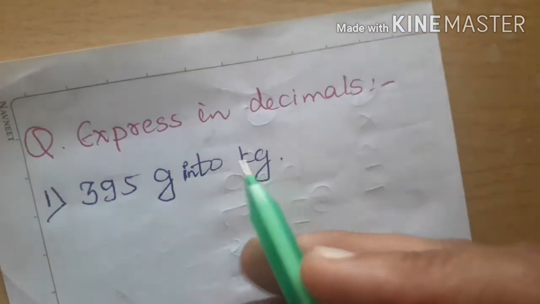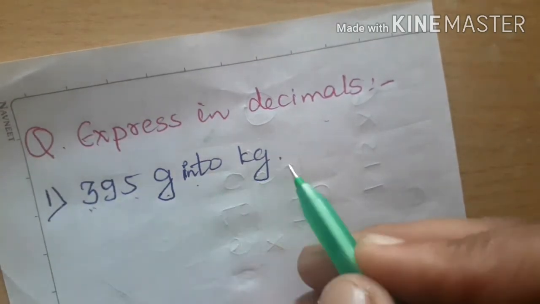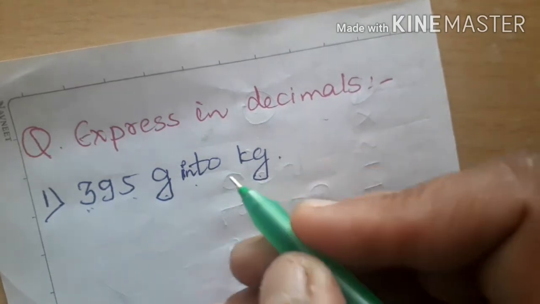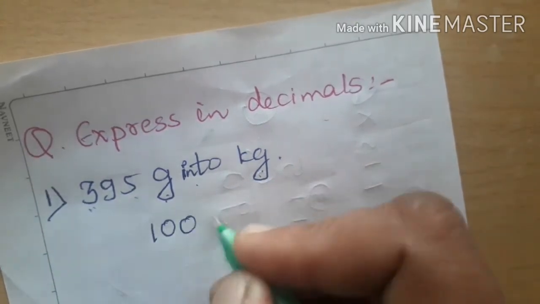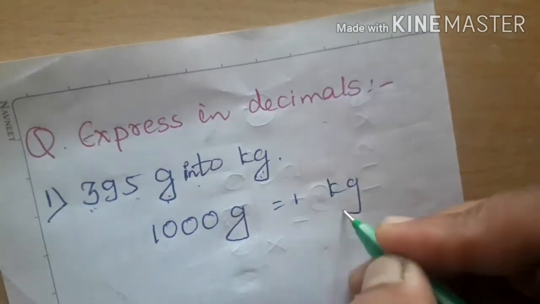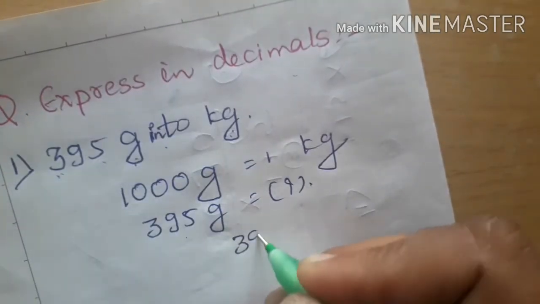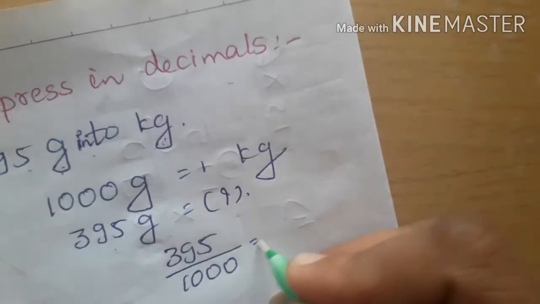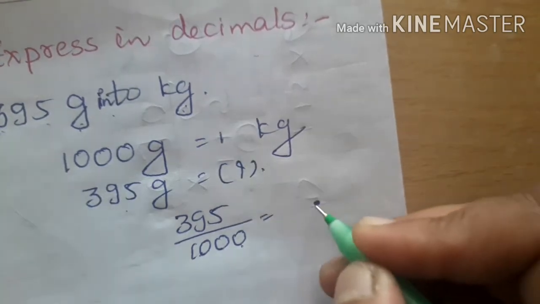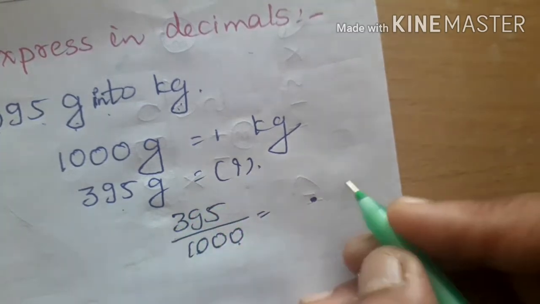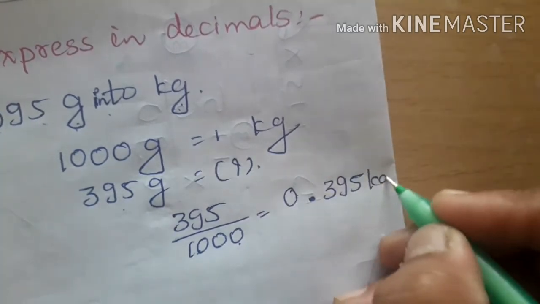Now read the question, express in decimals. This is 395 grams. You have to express it into kilograms. So we have to think how many grams make 1 kilogram. We know that 1000 grams is equal to 1 kilogram. It means how much is 395 grams? It means this is 395 divided by 1000. It means after the decimal point you should have 3 digits. So here after the decimal point I should write these 3 digits, that is 395, and this is 0. So these many kilograms.